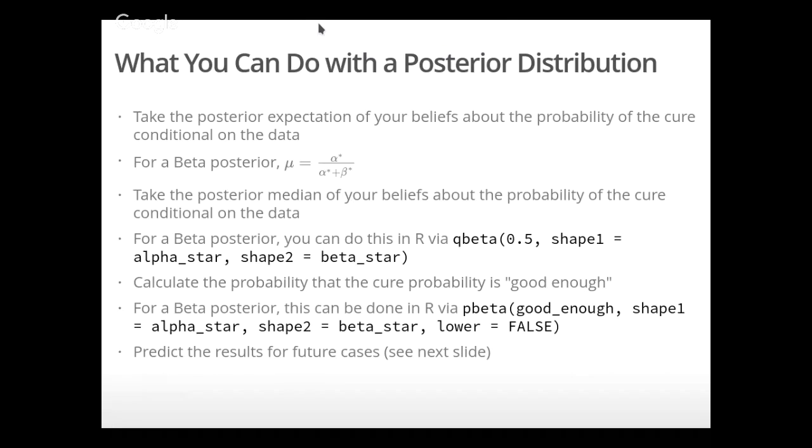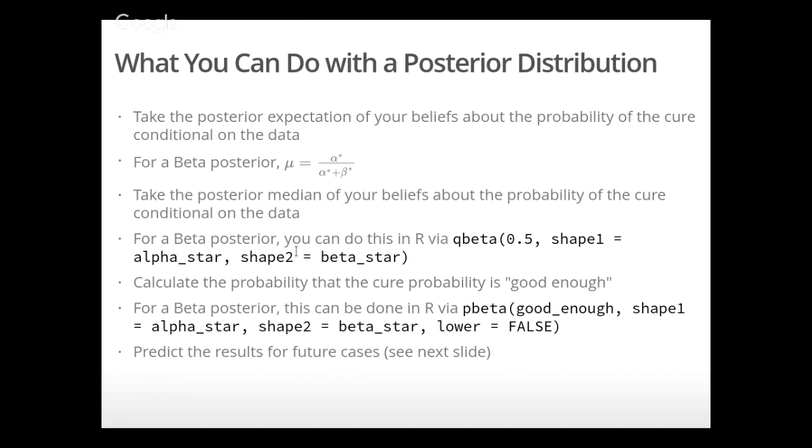I could also take the posterior median of my beliefs about the probability of a cure. It's impossible really to write down analytically, but you could compute this in R using the qbeta function. Evaluated at 0.5, this is going to tell you a median, but you need to supply it the alpha star and beta star, which are your updated parameters after conditioning on the data.